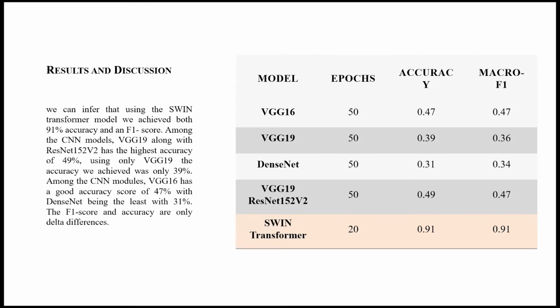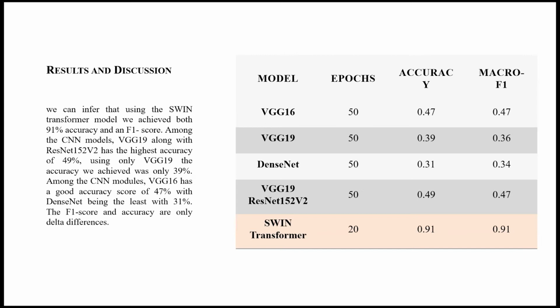So what are the results we achieved by fine-tuning our data set on these different models? If you look at this tabular column, we can infer that with the Swin transformer, if you look at the last line, we achieved 91% accuracy. Both F1 score and accuracy reached around 91%.